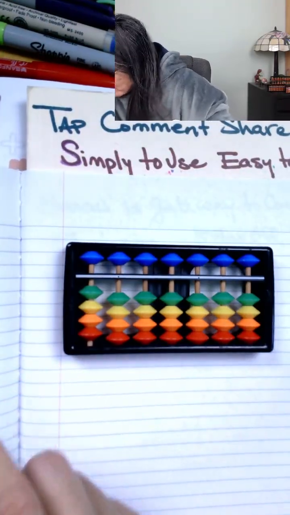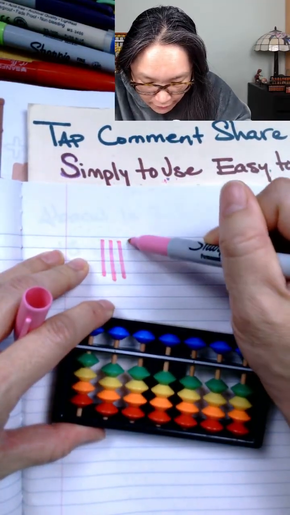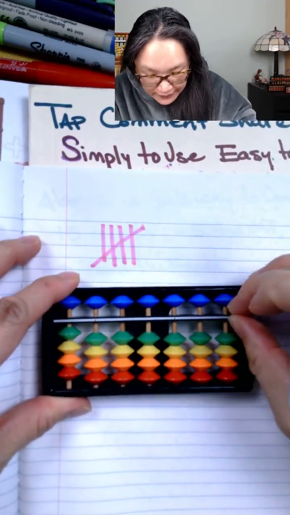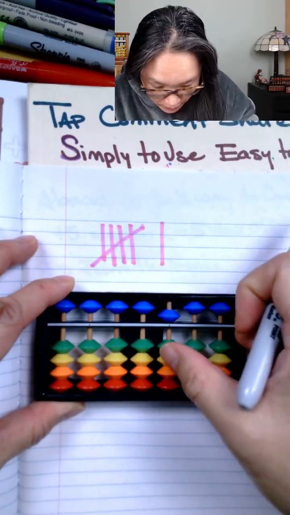Okay, so like Roman numerals, what was I going to do? Oh, I was going to show you, it's like a tally mark, right? So when we do tallies, 1, 2, 3, 4, and then 5. So this would be 5. And then we have 6, right? So then we have 6.